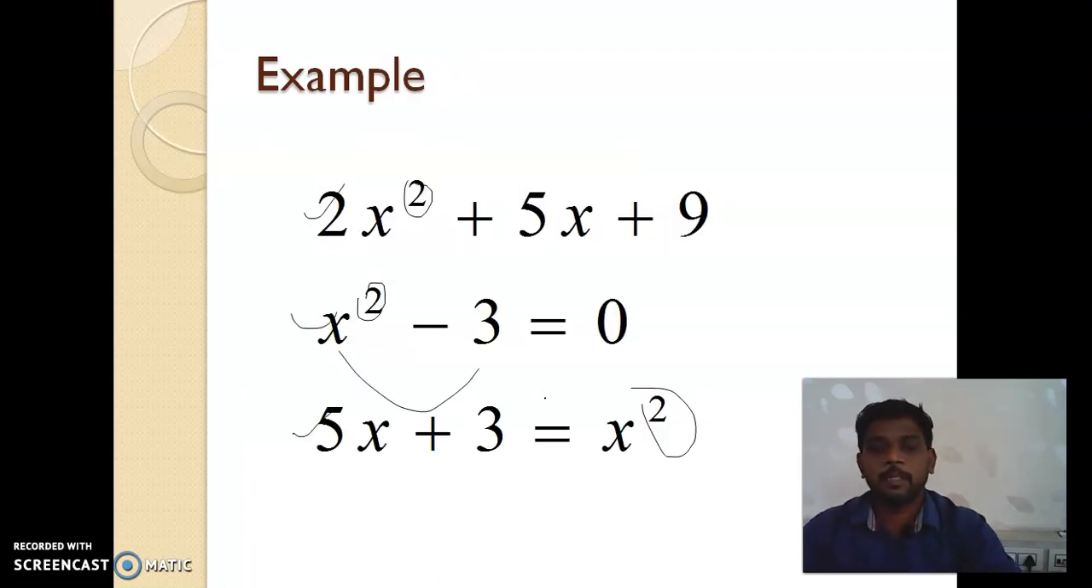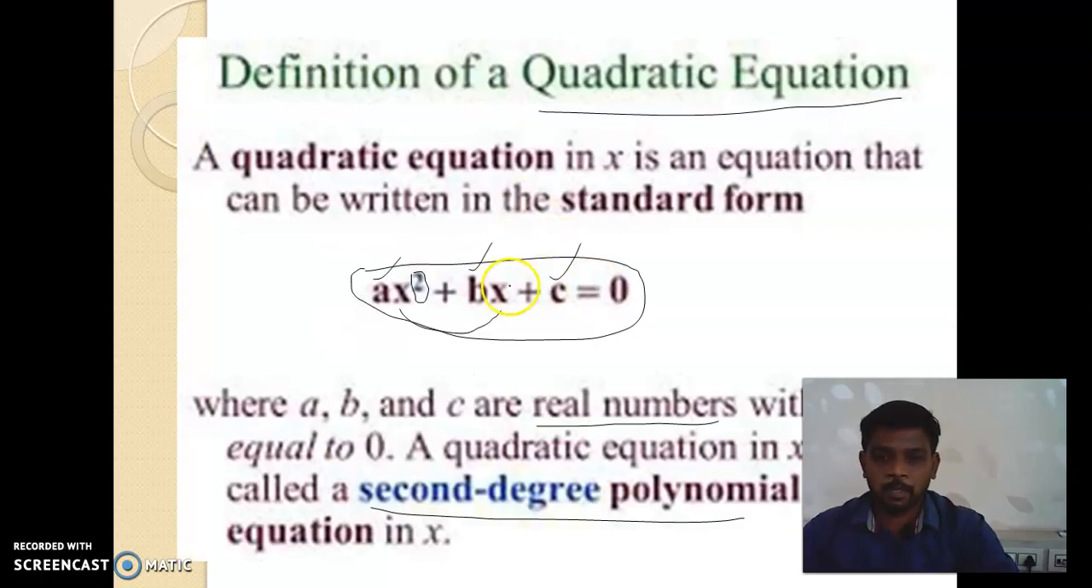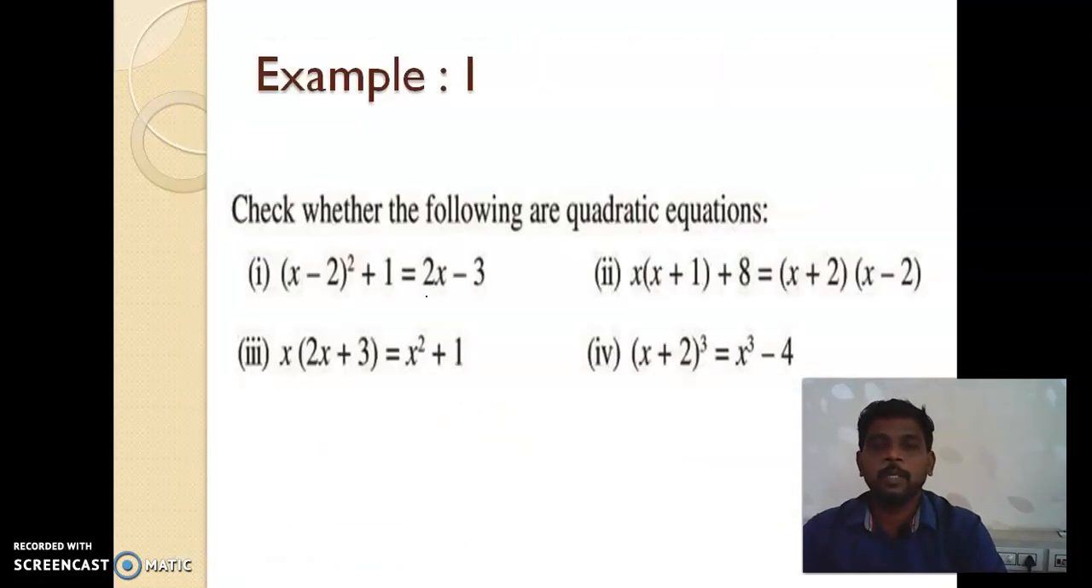Quadratic means it should be an equation and the highest power of the variable is 2. Then it is said to be a quadratic equation. Now we are going to simplify these four equations and check whether, after simplification, the variable has the maximum power of 2 or not. So let us see one by one now.